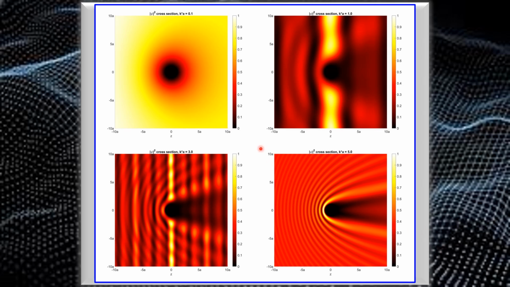In particular, what we see here is the cross-sectional scattering for several different situations with K times A, and I will link this image and its resource below. But as you see, it is quite important to us in quantum mechanics for several reasons, which we'll discuss soon.